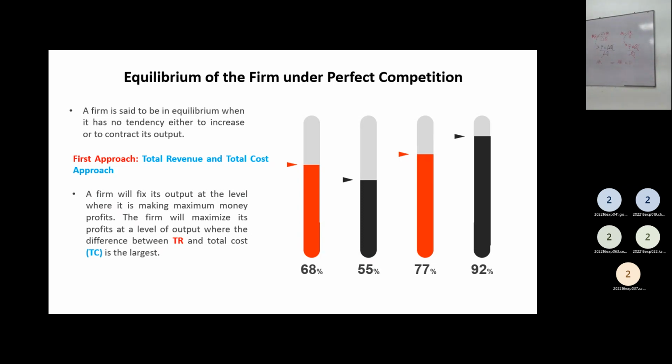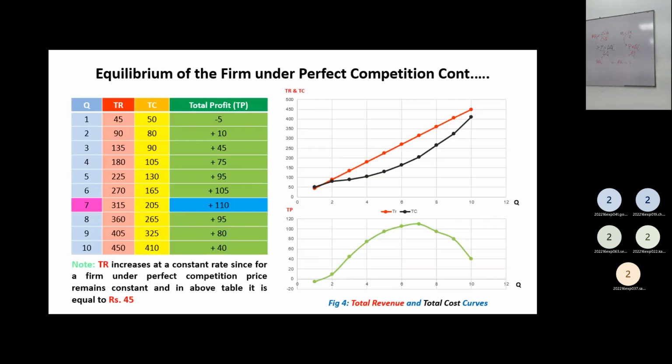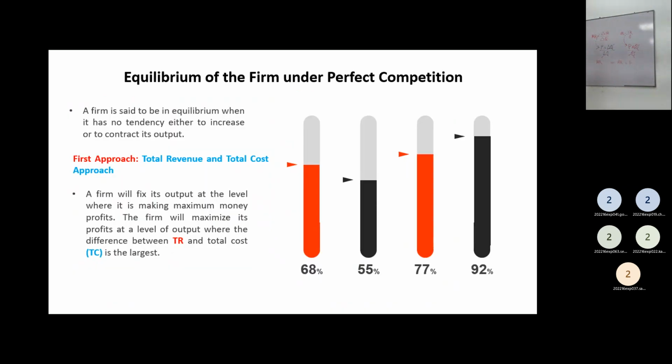Very simple things. So without reading these, let us go to an example and see the meaning of the total revenue and total cost approach. Our objective is to identify which output gives the maximum profit for the company. To capture it, we are using two models: total revenue and total cost, and marginal revenue versus marginal cost. This first one comes under the total revenue and total cost approach.